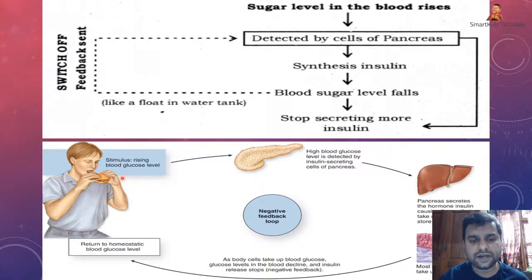If you have a look at the figure down here, there is a person who is probably eating a burger. So obviously the blood sugar is going to rise. This is detected by the cells of the pancreas. This is the pancreas. Once the cells of the pancreas detect it, they start secreting insulin, pumping insulin into the blood. What does this insulin do? This insulin acts on the liver, and once it acts on the liver, the liver converts some of this glucose into glycogen and stores it.